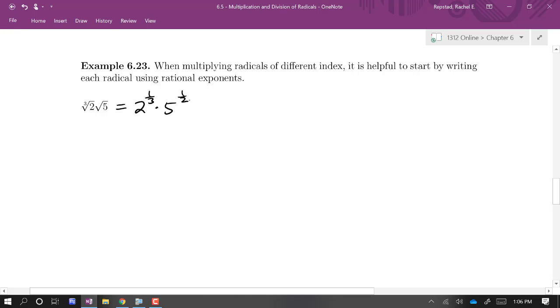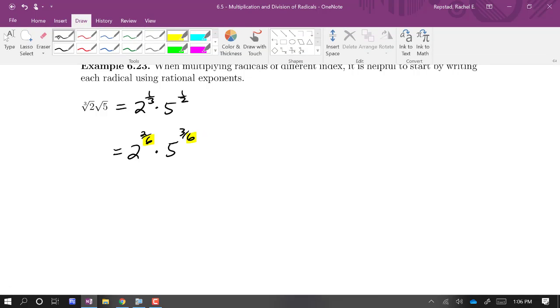And if we want to be able to write this as a single radical, right, with just one index, that means I want to be able to write each of those exponents with a common denominator. So I've got a 1/3 and I've got a 1/2, so that common denominator is going to be 6. 2 to the 1/3 I'm going to write as 2 to the 2 over 6. 5 to the 1/2 I'm going to write as 5 to the 3 over 6. I'm choosing to do that because getting a common denominator is how I'm going to get a common radical.